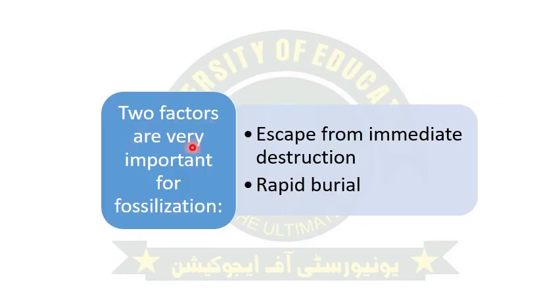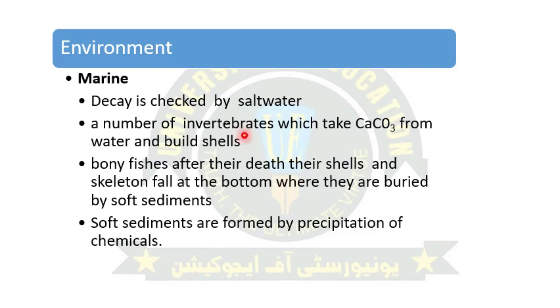Two factors are very important for fossilization. The first one is escape from immediate destruction, and rapid burial. It means the organism escapes rapidly from destruction, meaning bacterial or fungal decomposition must not occur, and the organism should be buried in some suitable medium so it can be converted into a fossil. The environment can be a marine environment.